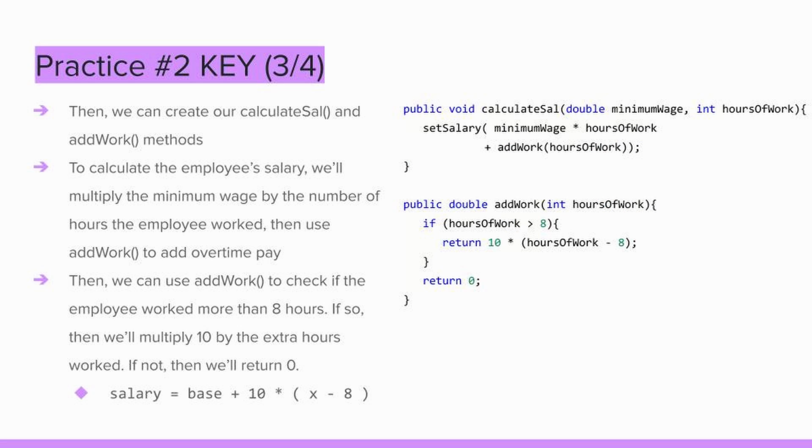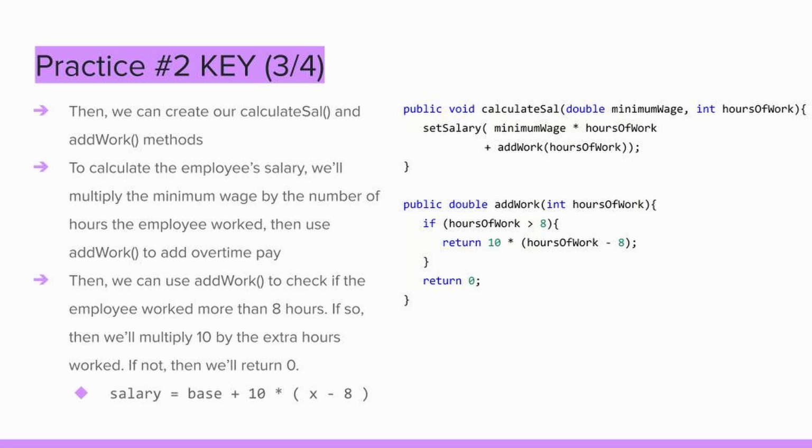Now, let's create our custom methods. To calculate the employee's salary, we need the minimum wage and the number of hours the employee worked. These variables become our parameters. Then, to calculate the employee's salary, we multiply the minimum wage by the number of hours the employee worked. Then we'll add the overtime pay using the addWork method. This value is passed to the setSalary method.